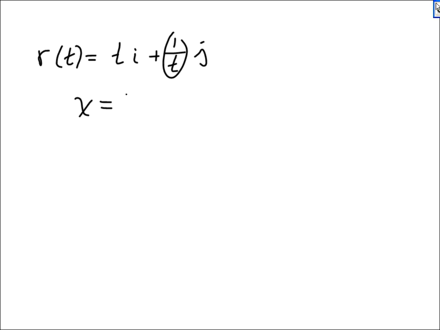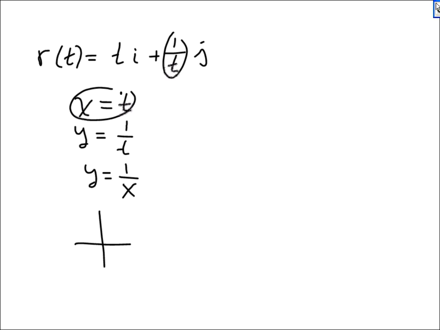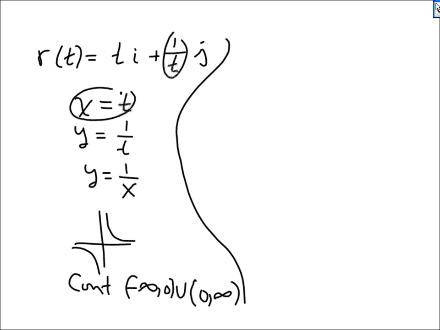You can say x of t is t, and y of t is 1 over t, so y is equal to 1 over t, but t is x. And it's not continuous at 0. Okay, so the problem asks where is it continuous? It's continuous from negative infinity to 0 and from 0 to infinity. Everywhere but 0. It's continuous at all x except 0. Let's look at another one.